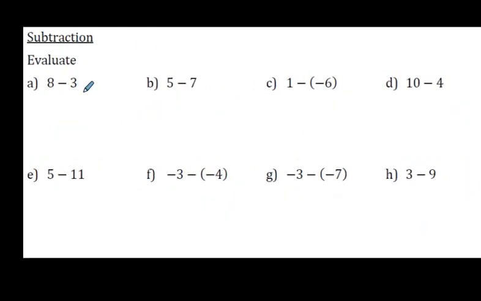Subtraction. 8 minus 3. Well, that's easy. That's 5. 5 minus 7. Be careful. Use the number line in case you don't understand. If you're at number 5 and you jump down 7 places, you're going to end up at minus 2. Okay? Or negative 2.